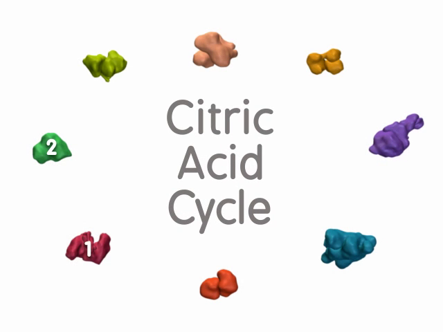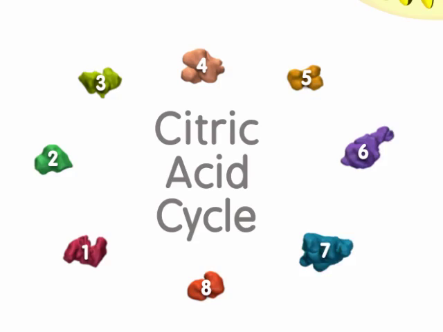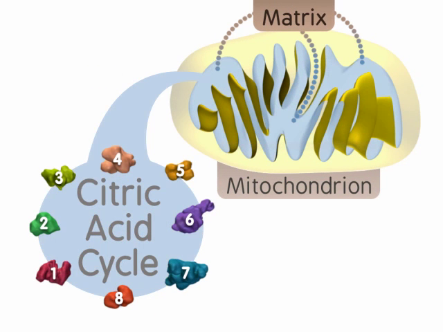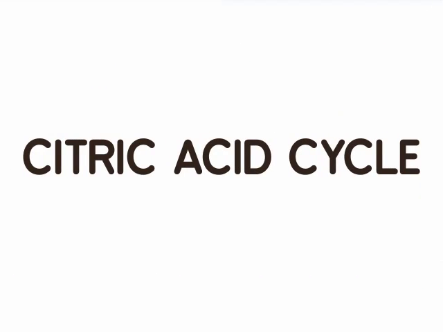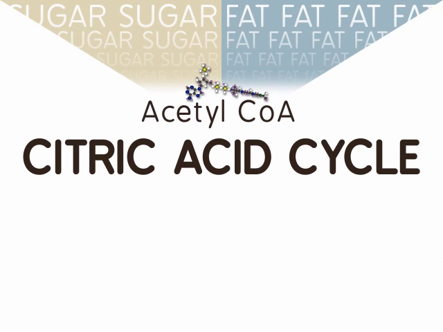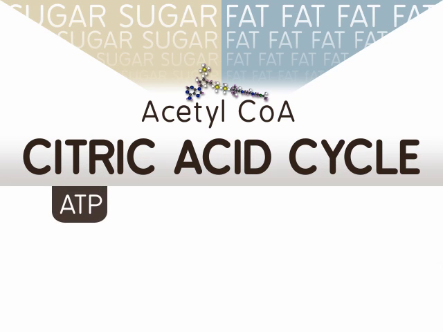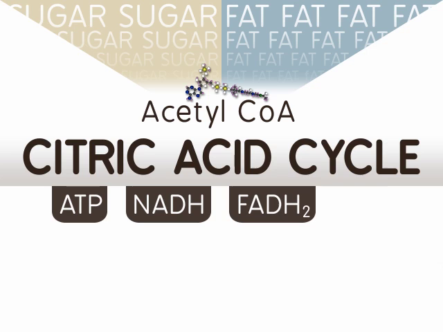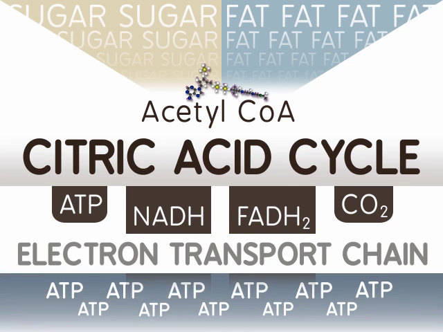The citric acid cycle is a series of chemical reactions that takes place in the mitochondrial matrix. This cycle uses acetyl-CoA derived from sugar and fat breakdown to form ATP, NADH, FADH2, and carbon dioxide. The NADH and FADH2 can be used to form additional ATP through the electron transport chain.